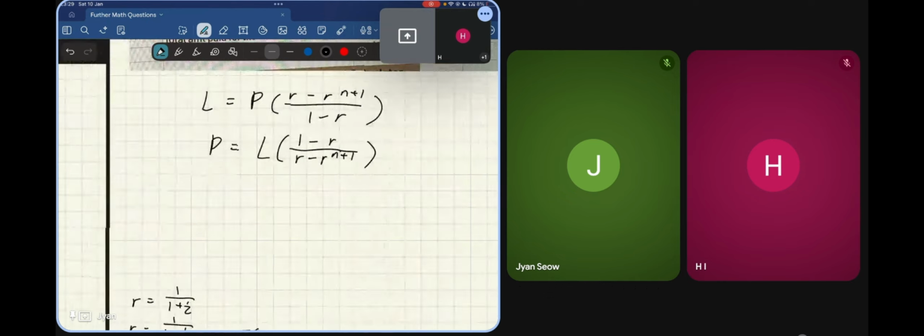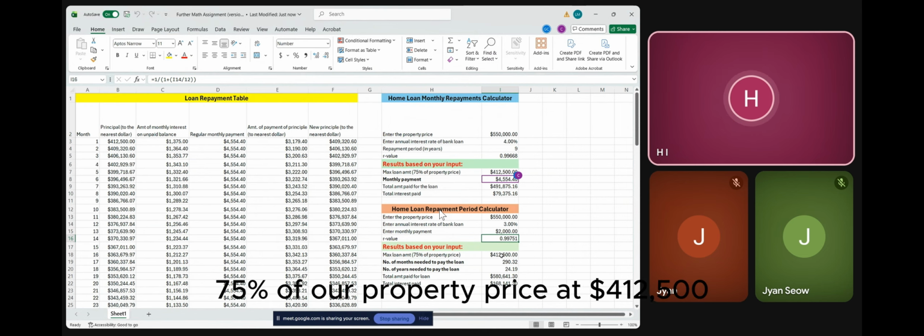In our home loan repayment period calculator, we have the property price, which is the same, and the annual interest rate, which decreases from 4% to 3%. And this time we have the monthly payment, as we are supposed to find out the number of months needed to pay the loan. Since our interest rate has changed, our R value has changed as well, and this time it's 1/(1 plus 3% over 12 months), which gives us the value of 0.99751. The loan amount is still the same, 75% of our property price, at $412,500.